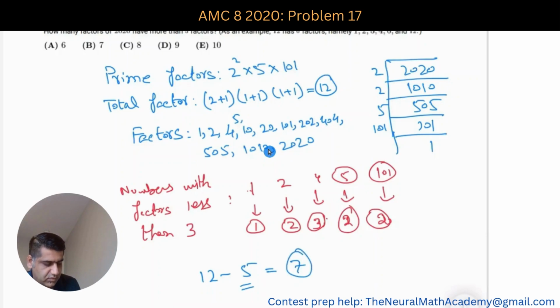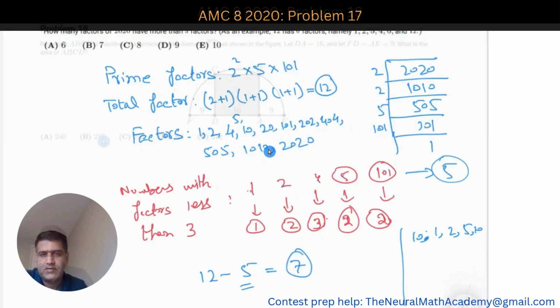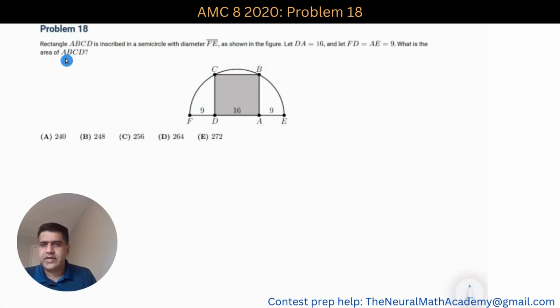This 5 is coming from these numbers 1, 2, 3, 4, 5. So 7 are then the factors of 2020 that have more than 3 factors. If you want to check, for example, 10, you can see that 10 has 1, 2, 5, 10. Similarly, if you check others, they have more than 3 factors. I hope it explains.